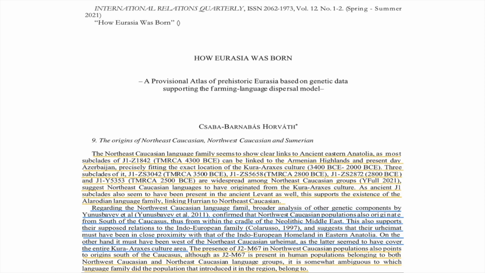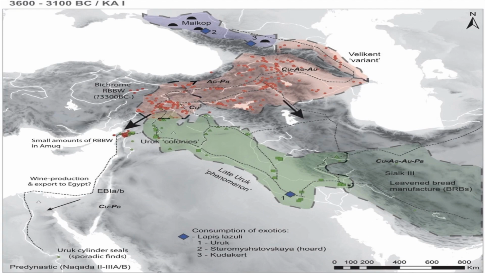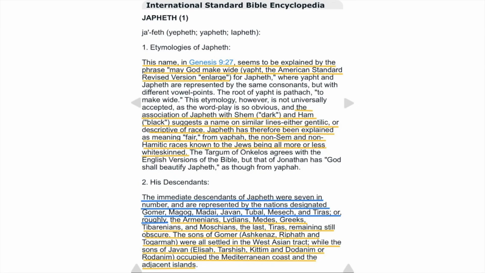This suggests Northeast Caucasian languages originated from the Kura-Araxes culture, as ancient J1 subclades also seem to have been present in the Levant as well. This supports the existence of the Alarodian language family, linking Hurrian to Northeast Caucasian. So again, it begins in the South Caucasus, and then they begin to migrate further south, as far south as the Levant with the Khirbet Kerak ware culture. A Caucasian, non-Semitic by the way, culture. All begins in the Caucasus, migrating further south. And again, this fits with Japheth.